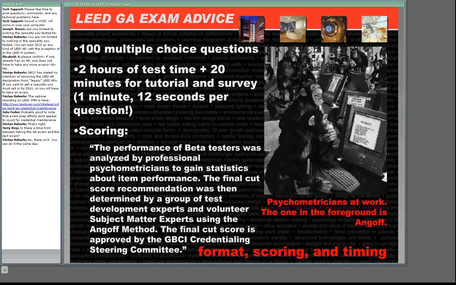What I found, though, was where people were really struggling is they didn't know a lot about the LEED system and how it worked. They didn't know a lot about the GBCI and USGBC, and so that's going to inform what I tell you to study later, and we'll come back to that. But I've been telling people if they're scoring above 85% on their test, they're probably pretty good to go.